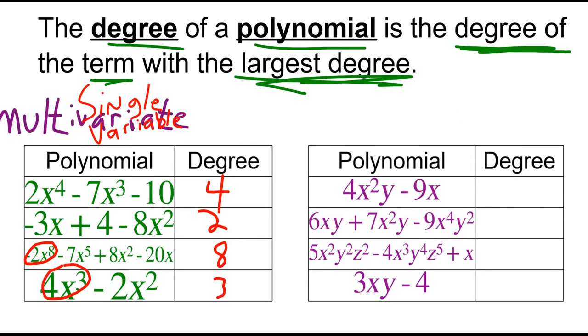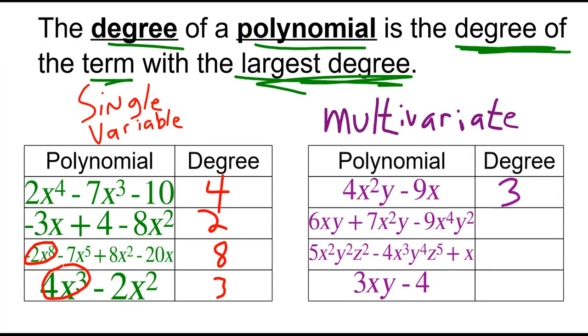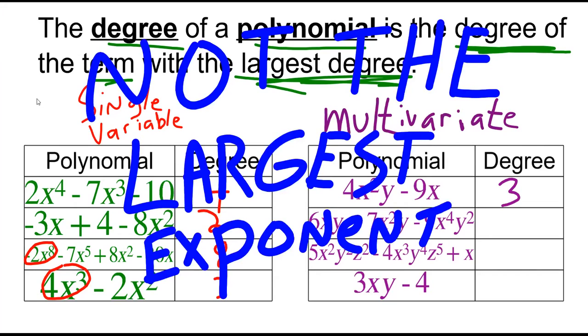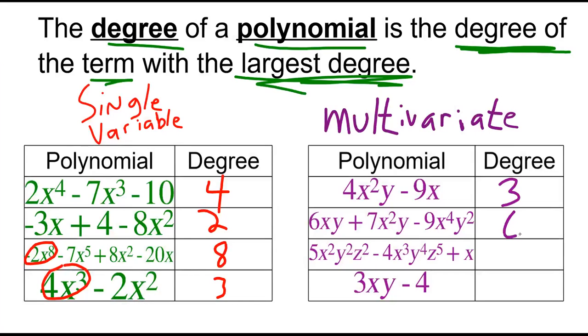Be careful, though. Multivariate polynomials are a little bit different. We now know the degree of this term is 3 because there are 2 x's and 1 y. And the degree of this term is 1. The term with the biggest degree was 3, so the degree of the whole polynomial is 3. You might be thinking, wait a minute, the answer was not the largest exponent, and you know what? You're right. Let's keep the spotlight going. The degree of this term is 2, the degree of this term is 3, and the degree of this term is 6. Therefore, the degree of the whole thing is 6.